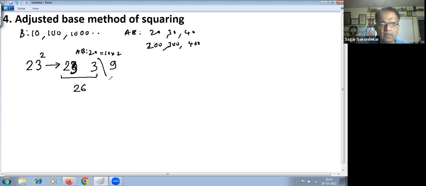The only extra thing you have to do here, considering the base method of squaring, is to apply this relation on the left hand side. So 2 into 6 is 12, 2 carry 1, 2 into 2 is 4, plus 1 is 5. So 52. The right hand side base is 10, so that is correct, only a single digit. So the answer is 529.